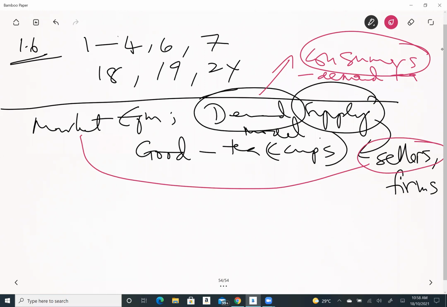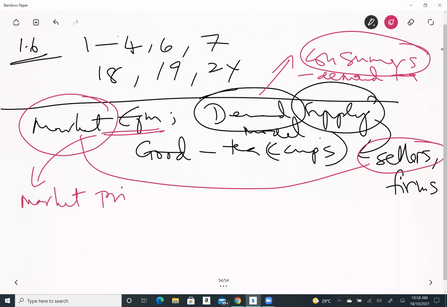They interact in the market. They will determine the market equilibrium. Now, what do you mean by market equilibrium? The interaction between the demand and the supply, consumers and the sellers, will determine the market price and also the market quantity. Both. Sometimes you call it EQM, which means equilibrium: equilibrium price and quantity.